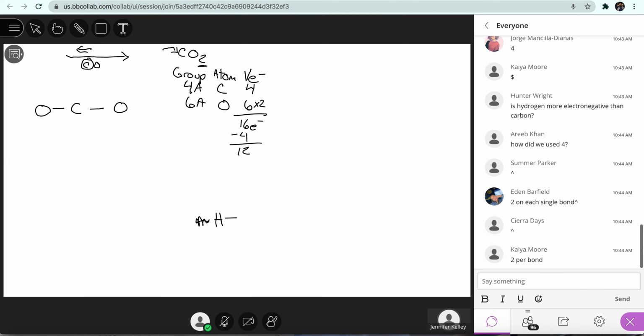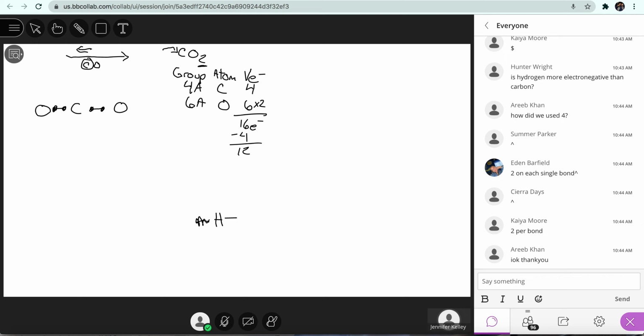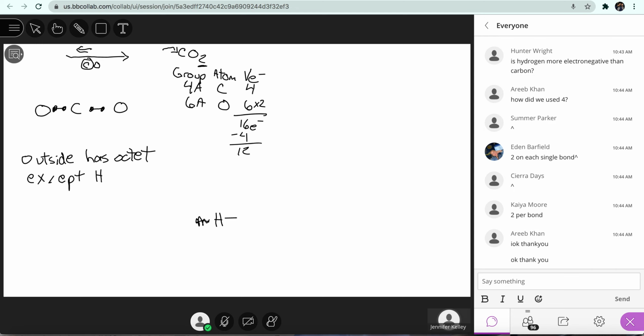How did we use 4? That's a good question. Each line represents 2 electrons. All right, so it's a total of 4. Yep. All right. So the next thing to do is make sure the outside atoms have an octet. Except hydrogen. All right, hydrogen can't do that. All right, so we have 12 left.